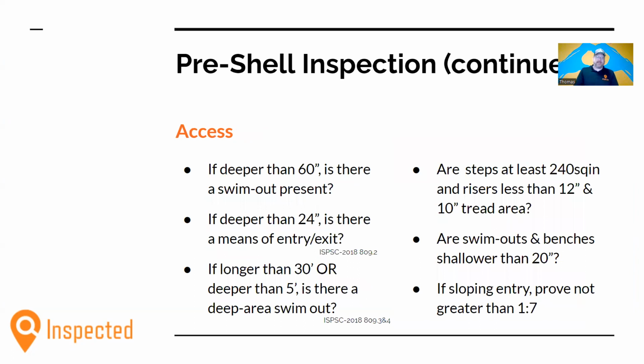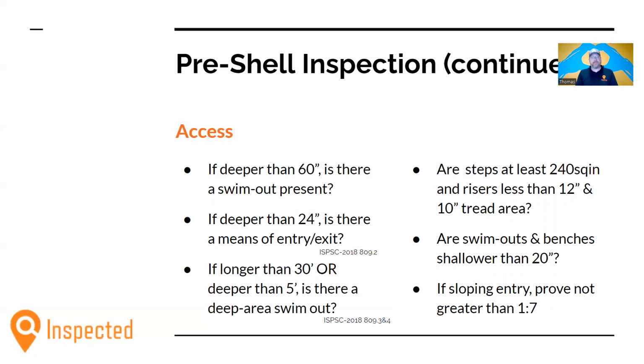Moving forward, access, or how you get in and out of the pool in code speak. If the pool is deeper than 5 feet, there needs to be a swim out present. If the pool is deeper than 24 inches, there needs to be a means by which to enter and exit the pool. If the pool is longer than 30 feet or deeper than 5 feet, there needs to be a swim out in the deep area.